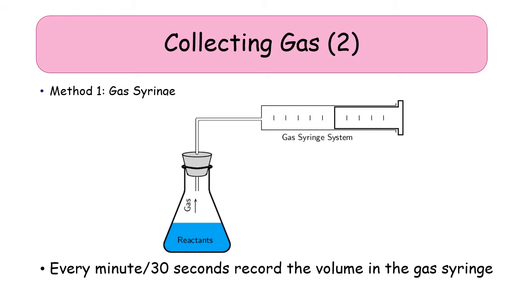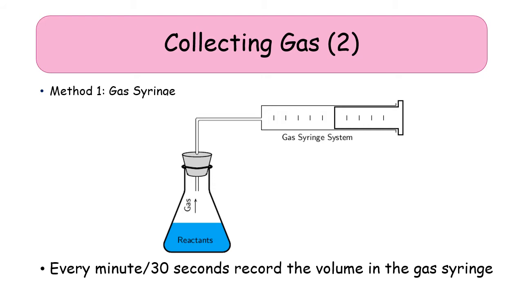Again, what you do is measure how much gas has been produced every minute or every 30 seconds, and so you can see over time what's happening. Again, you could tell the reaction is over when no more bubbles of gas are being seen and the volume measured on the scale of the syringe is not changing.